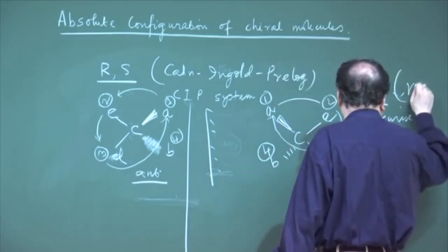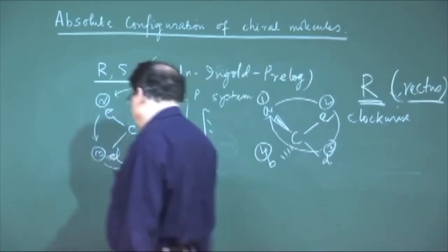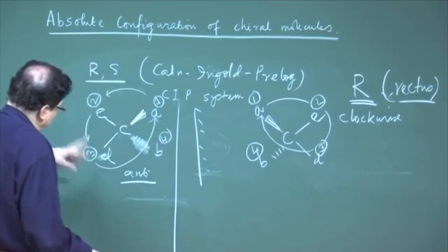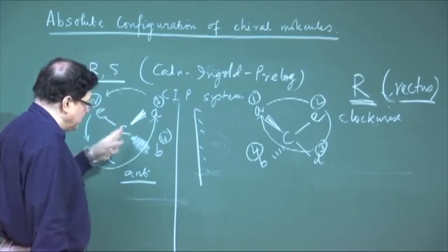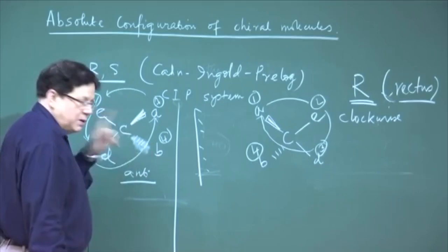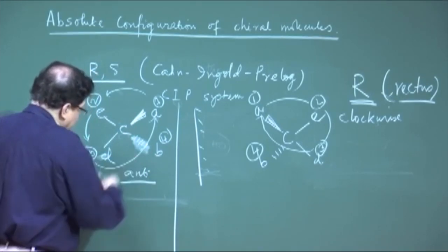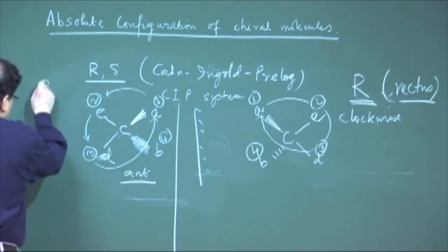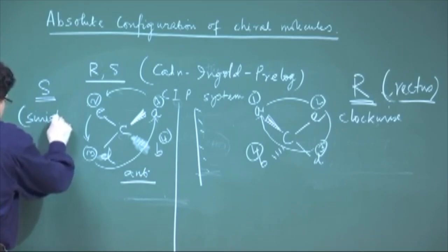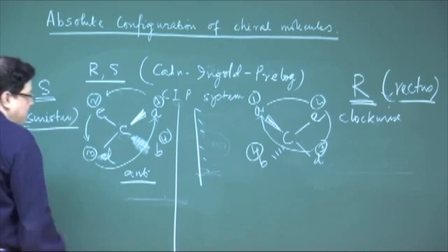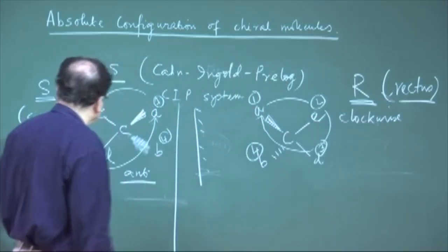That actually has come from the Greek word rectus, which means right. And when you observe the carbon specifically away from the 4th ligand, the ligand of the least priority, and the direction from 1 to 2 to 3 is anti-clockwise, then that will be called the S compound, and that is called sinister. Sinister means left in Latin. Okay. These are Latin words, rectus and sinister.